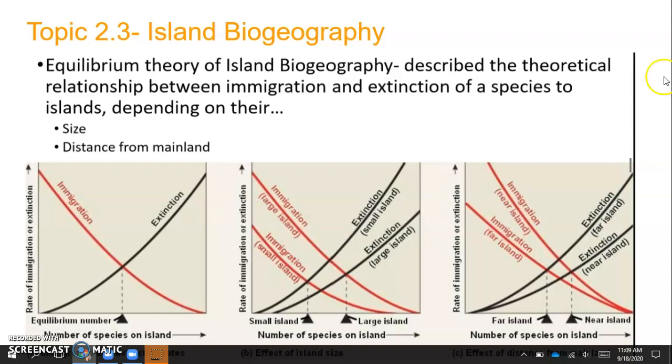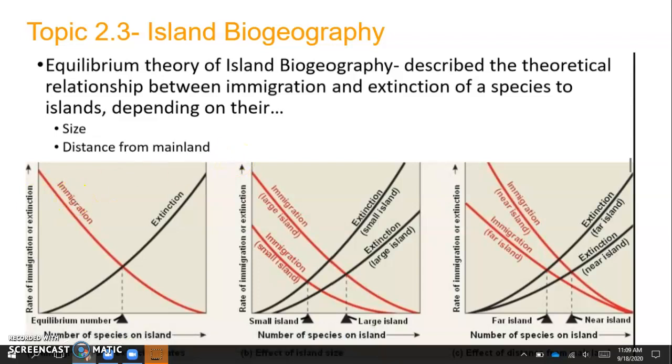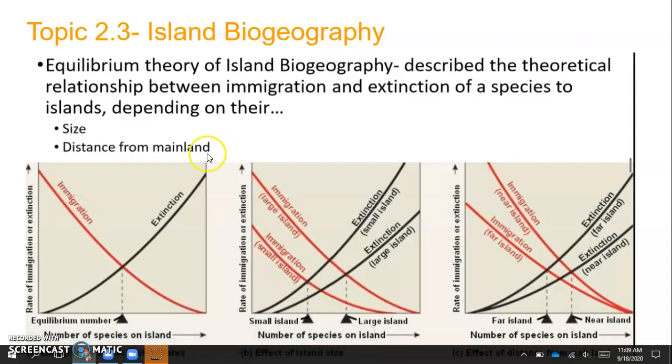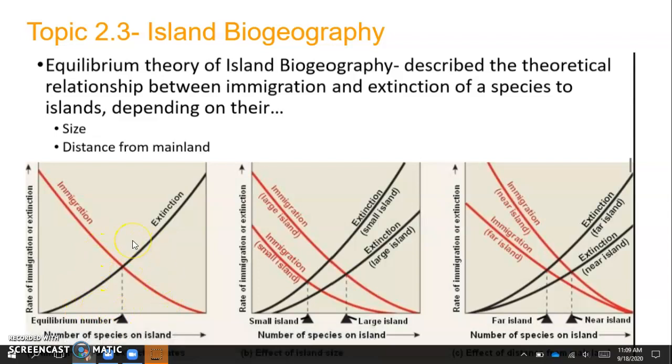So if we look at these graphs here, on our x-axis we have the number of species on the island, and on our y-axis we have our rate of immigration in red and our rate of extinction in black. Typically what we find is that our immigration decreases as our extinction increases. So the equilibrium is that point at which our immigration and our extinction are basically balanced, okay? But these rates will fluctuate depending on the size and also the location of the island.